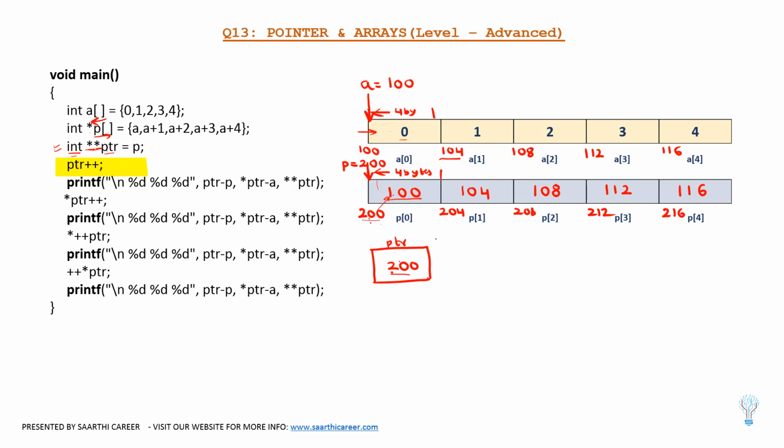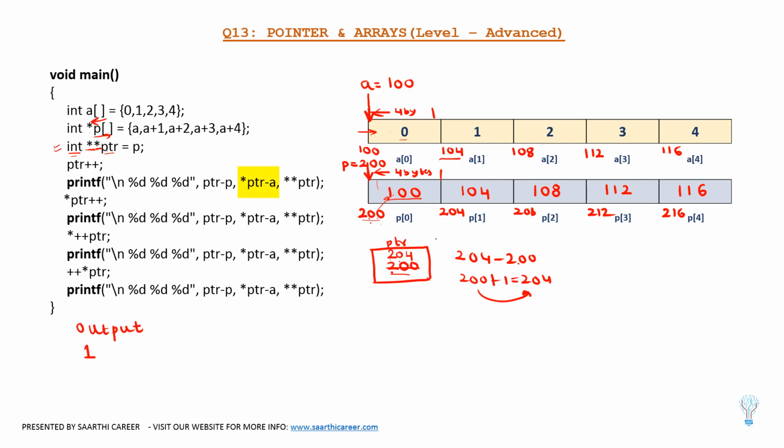Since 200 is pointing to a pointer, and the size of the pointer is 4 bytes, if I do any increment on this, it will increment in steps of 4, and this value is going to become 204. Now we come to the printf statements, wherein first I print ptr minus p. So we just follow the values. 204 minus 200: if I have to go from 200 to 204, I know 200 plus 1 is nothing but 204. So 204 minus 200 is nothing but 1.